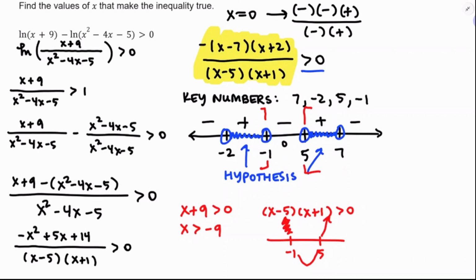I didn't need that. I didn't end up subtracting anything. But my final solution is -2 to -1, and also 5 to 7.